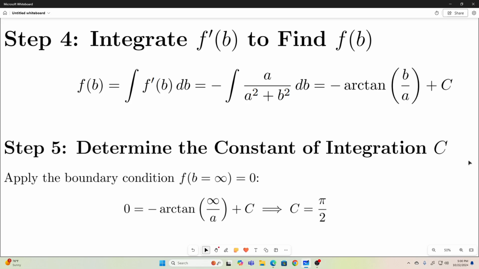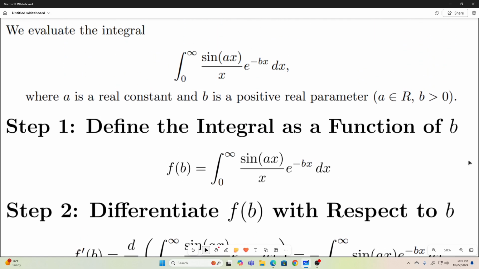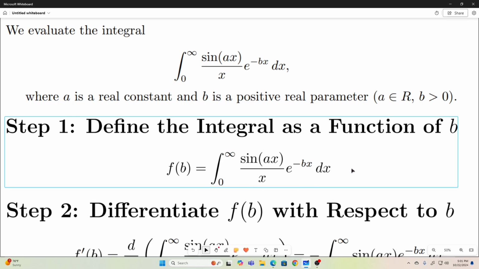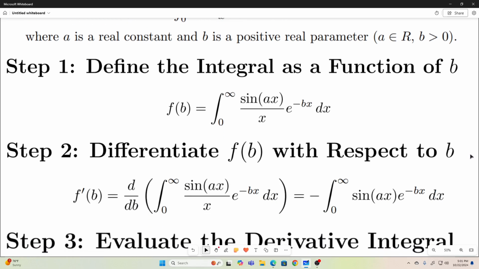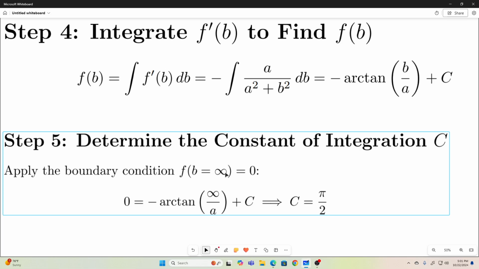So we're going to apply the boundary condition that f of b as b goes to infinity is equal to 0. And what I mean by that is if we let our b approach infinity, we get 0, because let's take a look at our original integral right here. Our original integral was this, and if we let b go to infinity, this e to the negative bx just goes to 0. So this entire thing will evaluate to 0. And that's where that comes from. So f of b at infinity is equal to 0.